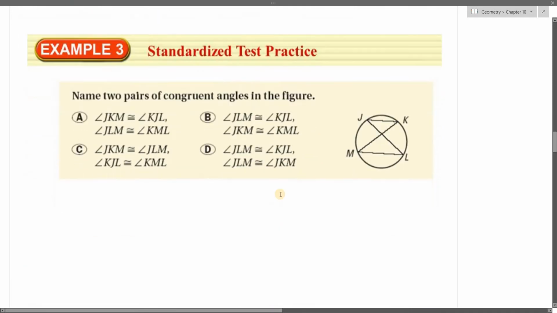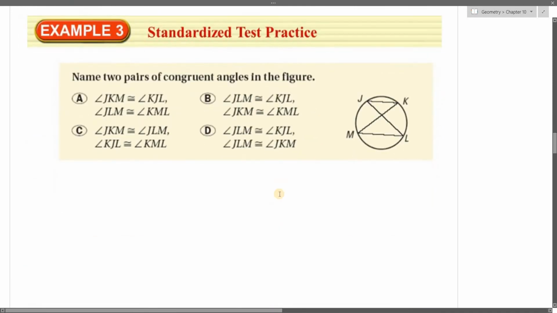All right, here's example 3. Example 3 says standardized test practice. So we're getting ready for these things. You usually get about a minute per question. Name 2 pairs of congruent angles in the figure.